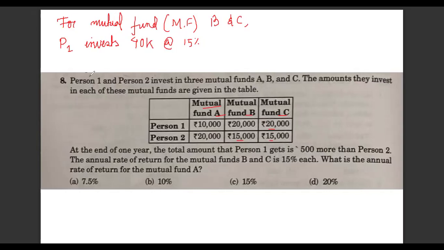And person 2, let us say P2, invested 30,000 at the rate of 15%. You know how I'm getting this 30,000? 15 and 15 plus 20 and 20, 40K. But here the difference is P1 exceeds P2 by 11,500.